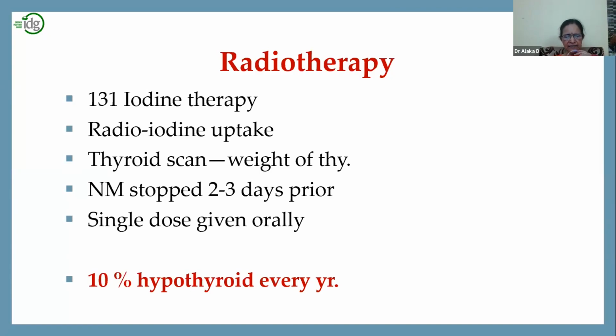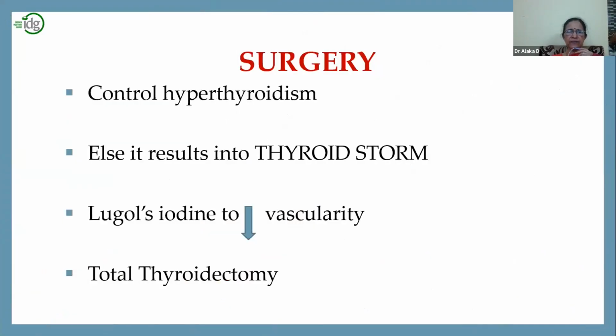Therefore, either you can put the patient on neomercazole or subject the patient to radioactive iodine therapy. Neomercazole you will continue for 6 to 9 months. Patient becomes euthyroid. Patient is happy. Only in about 10% of the patients there can be a relapse. But with radiotherapy, 10% hypothyroidism will occur every year. So as the years increase, the hypothyroidism will go on increasing.